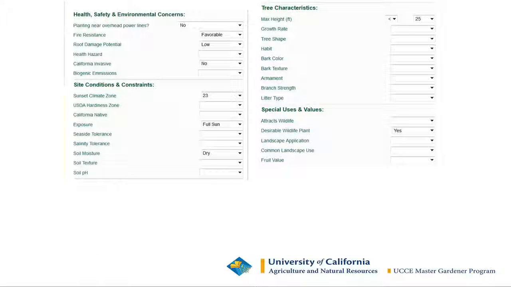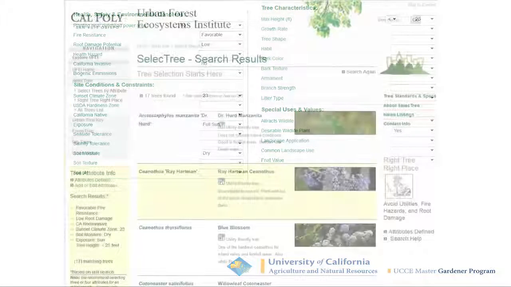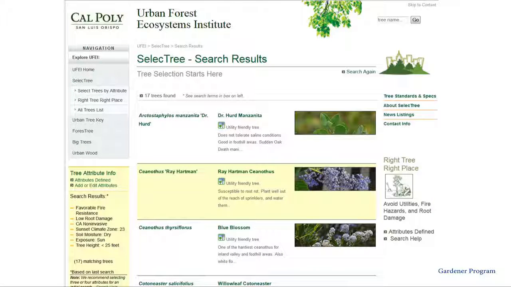And you click off the things that you want, and more things that you want, and it'll come up with, in this case, with the things that I put in, 17 trees that I could choose from, which is a whole lot better than all the trees in all the books. So you could look at it and decide whether I'd rather have a ceanothus or a manzanita, whatever would work for the situation that you're looking for.